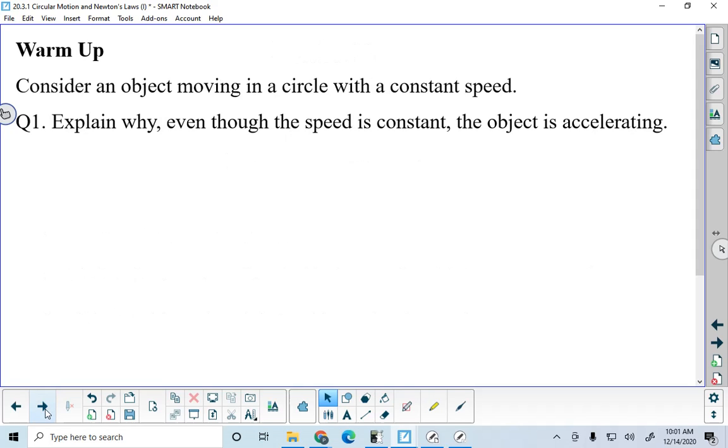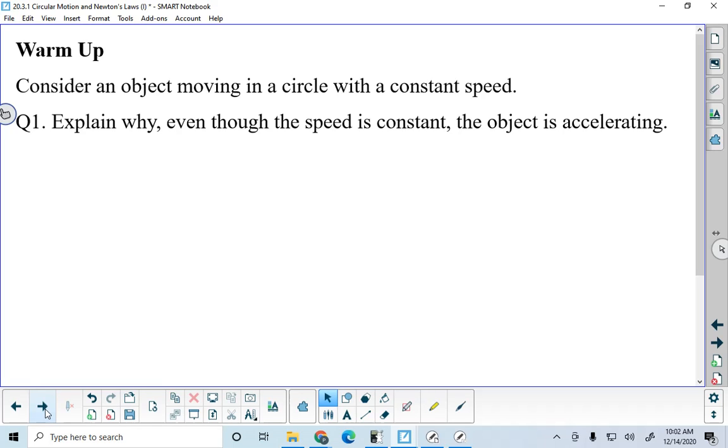So, for example, as a warm-up, consider an object moving in a circle with a constant speed. This can be anything. This can be a rock lodged in a tire on your bicycle as you're riding down the road at a constant speed, or it could be you on a ride at the Edmonton exhibition, or a child on a merry-go-round that's going around and around. The question is, explain why even though the speed is constant, the object is accelerating.